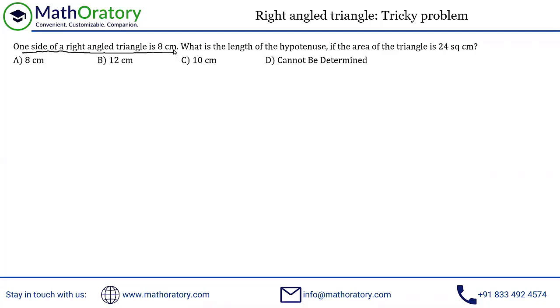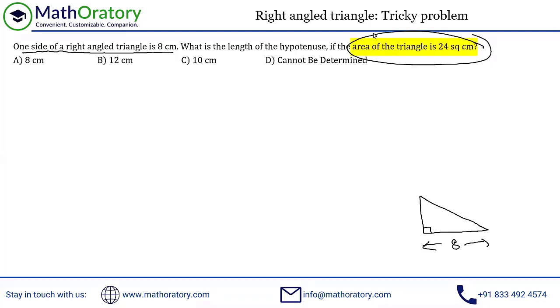The first statement itself: one side of a right angle triangle is 8 centimeter. Which side is this? So if you consider a right angle triangle, there are a couple of possibilities broadly speaking. If one of these legs is 8 centimeter, since the area of the triangle is given to us, that will automatically make the other leg as 6, right? And that will give us the hypotenuse as 10.